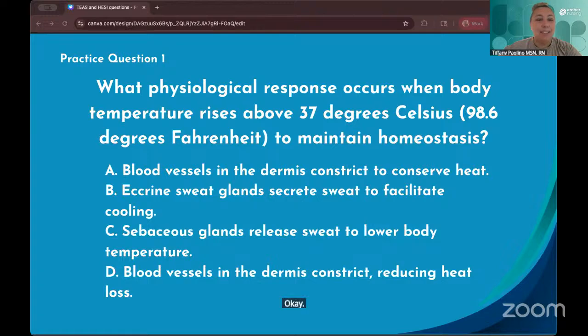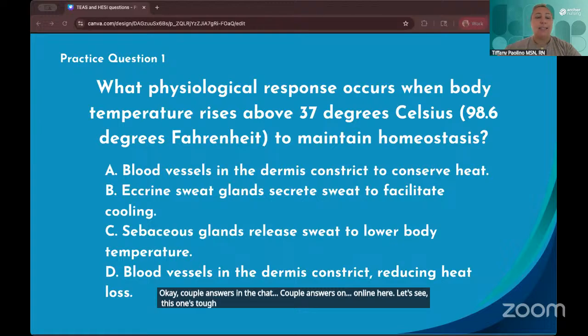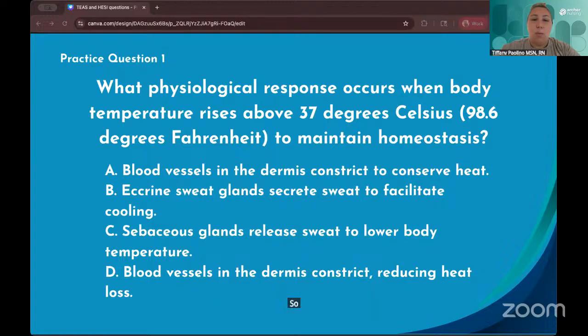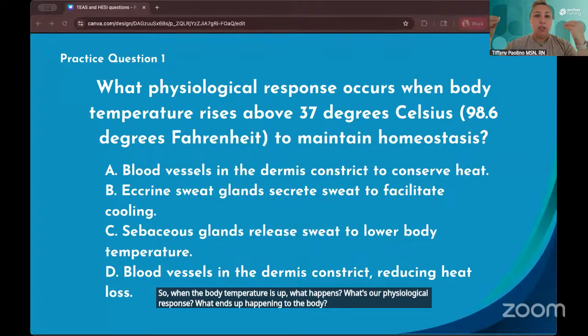Okay, a couple of answers in the chat. A couple of answers online here. Let's see, this one's tough, right? Homeostasis, maintaining homeostasis. So when the body temperature is up, what happens? What's our physiological response? What ends up happening to the body when the temperature is high?